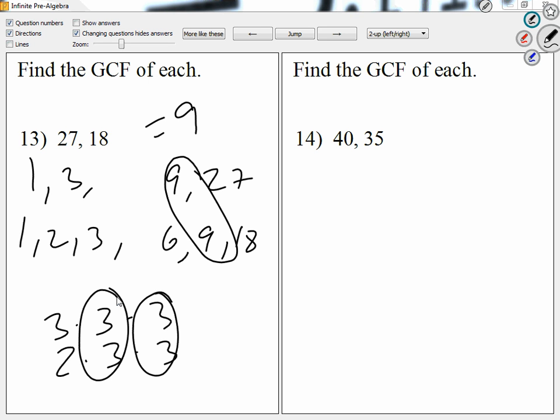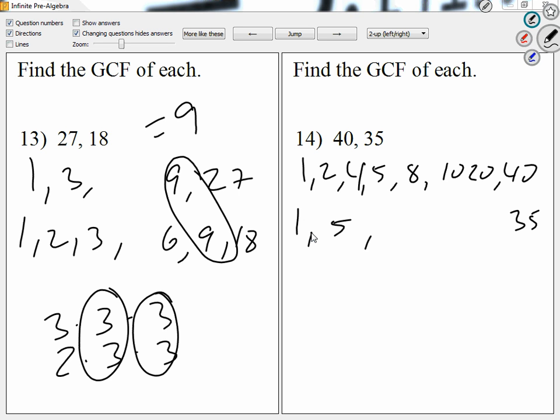Let's take a look at number 14. The factors of 40 are 1 and 40, 2 and 20, 3 is not a factor, 4 times 10, and then 5 times 8. Those are all the factors of 40. If I look at the factors of 35, I go 1 times 35, 5 times 7, and then there's no more. Which one's the greatest common factor? 5. So once again, we're looking at which one's the biggest number that is in both.